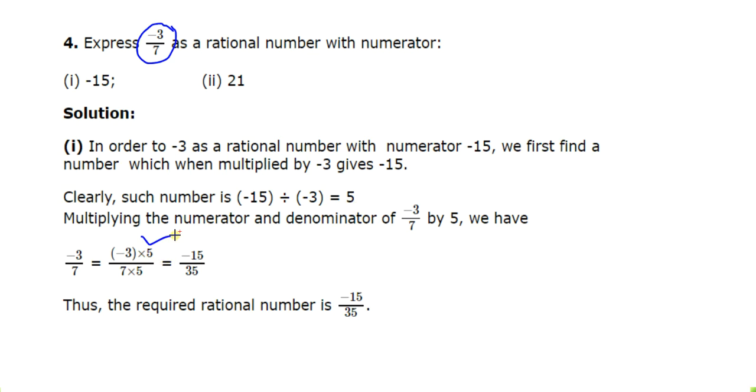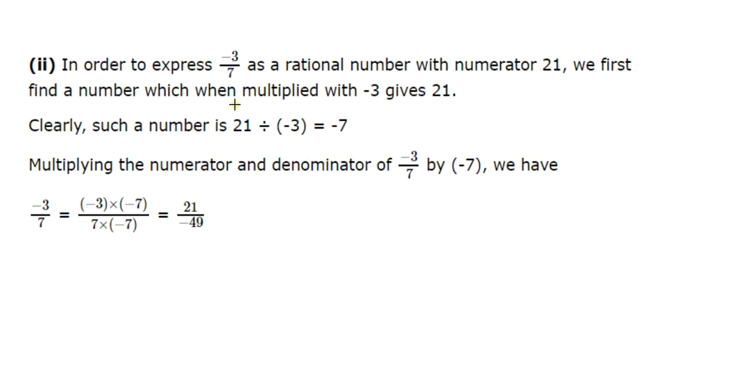So if I multiply minus 3 by 5, that means I have to multiply the denominator also by 5. I'll get minus 15 upon 35, which will have the numerator as minus 15. Now let us just think about the second option. How can I make the numerator 21? So I multiply the numerator of the given rational number by minus 7. Similarly, I will multiply the denominator also by minus 7 and I will get the number as 21 upon minus 49.